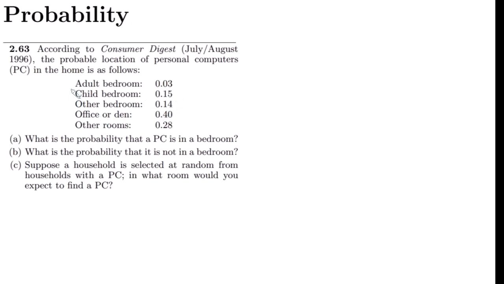These are for the bedrooms. For the office or den this is 0.40, and for the other rooms this is 0.28. So what do we have to find?